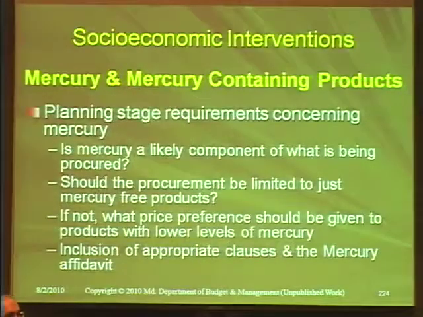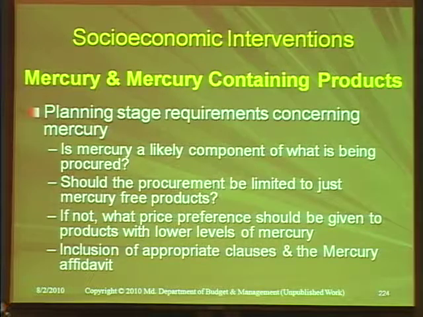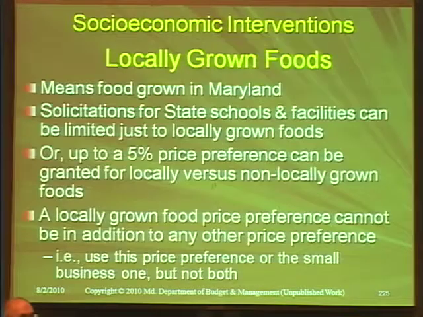Okay. Planning stage requirements concerning mercury. Is mercury a likely component of what is being procured? Should the procurement be limited to just mercury-free products? If not, what price preference should be given to products with lower levels of mercury? Inclusion of the appropriate clauses and the mercury affidavit, if it applies. No problem with mercury? Okay, we're moving on.